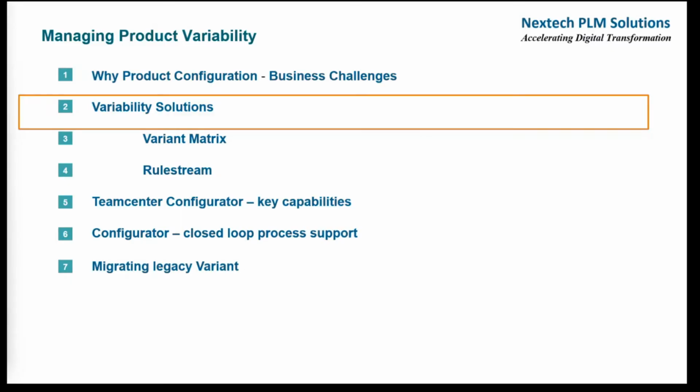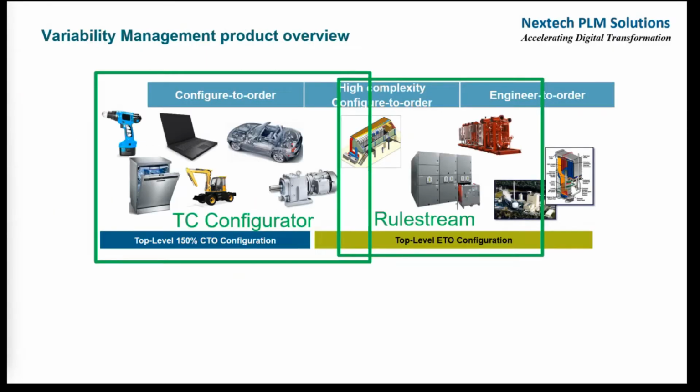When it comes to Teamcenter, it offers variability with mainly two solutions, that is configurator and rule stream. Teamcenter configurator is classified as configure to order, or CTO. And then you have the rule stream application, which is engineer to order, where ETO based product developments occur.